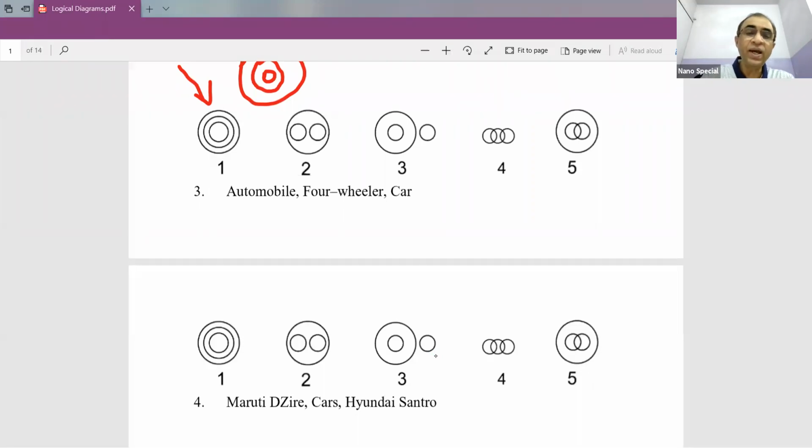If you take the entire set of cars as one circle, one of them is one particular brand. Maruti Dzire is one brand. And Hyundai Santro is another brand. So there are two. And these two, obviously, there are no overlaps. They are two distinct sets. And they're all subsets of the major set called cars. So that's cool. So answer is 2. Answer is 2. Okay, let's go on.